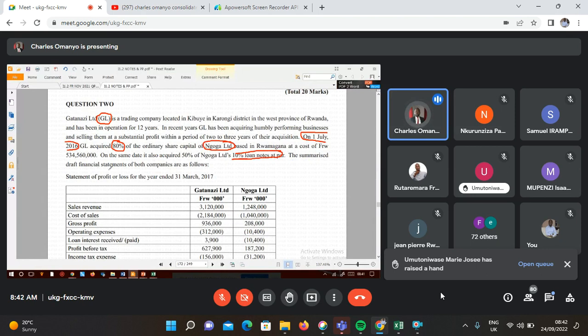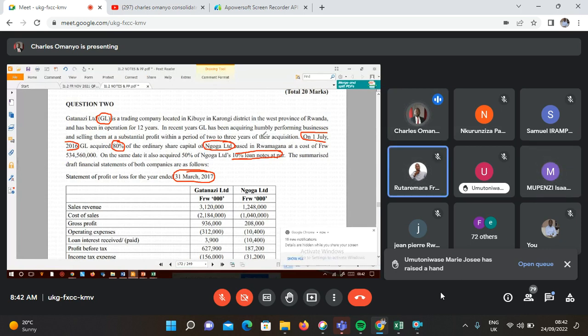The summarized draft financial statements of both companies are as follows. Now look at the balance sheet date. What is the balance sheet date? 31st March 2017. When was the acquisition date? 1st July 2016. Does it qualify for the topic we are now covering? Is it acquisition during the year? Yes, it is acquisition during the year, because end of year is 31st March 2017. It means the beginning of the year is 1st April 2016.